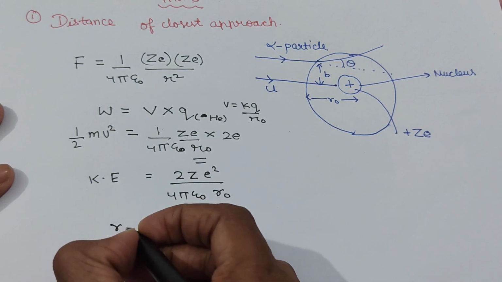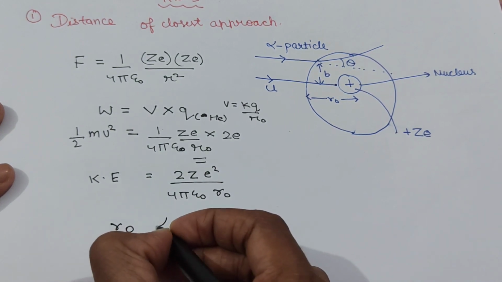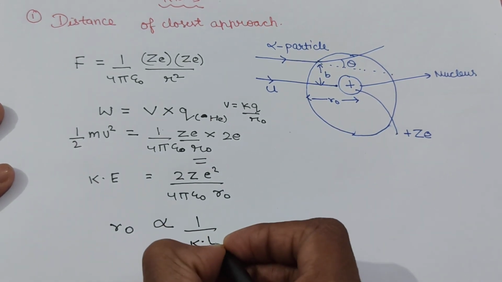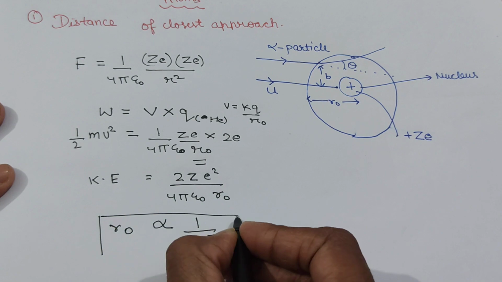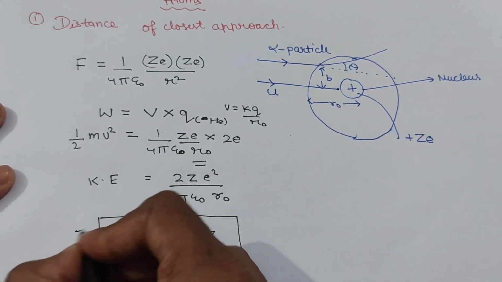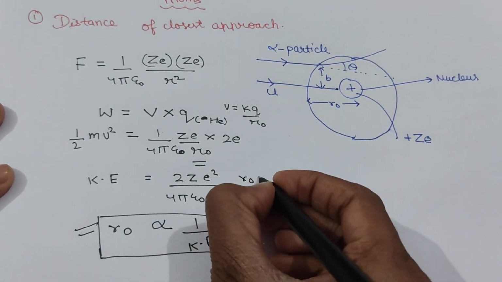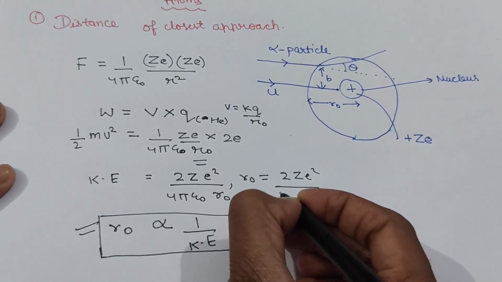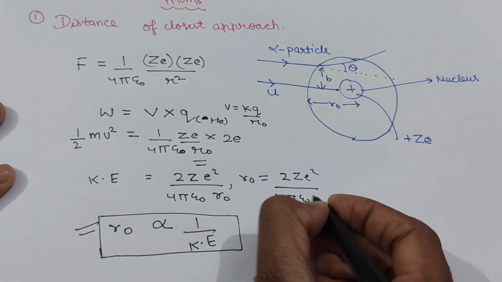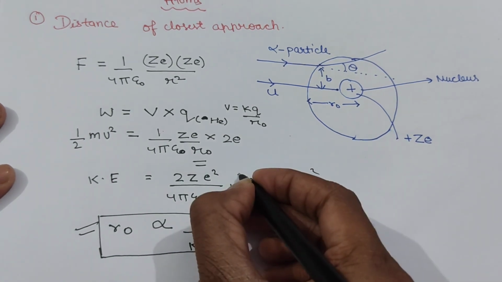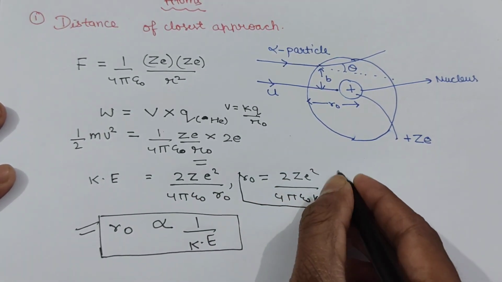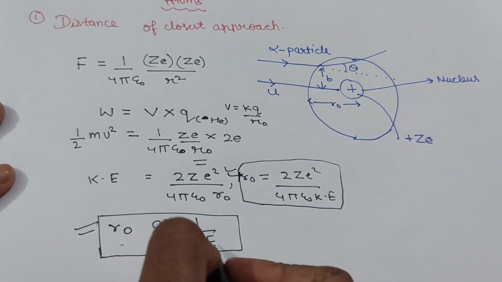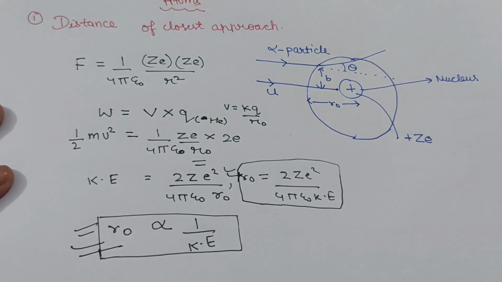So from here we can say that R is proportional to 1 by KE. That's it, and here we can also write it as 2Ze by 4 pi epsilon naught KE. So this is the distance of the closest approach, and this is the relation between distance of closest approach and kinetic energy. So thank you.